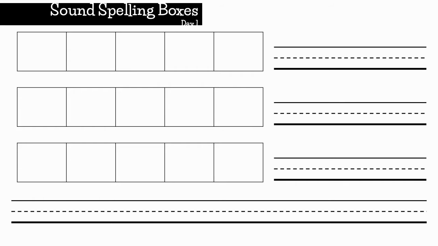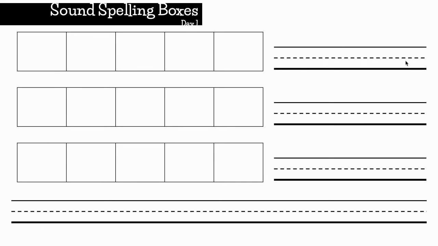This is a routine that we typically use on a day one, and it's to help your learners figure out how many sounds are in a word before they spell it. In front of you, I have our sound spelling boxes. These are exactly the same as what you see when we're just looking for sounds in a word. The only difference is that to the side, I have lines for your child to write the words that we're trying to spell.